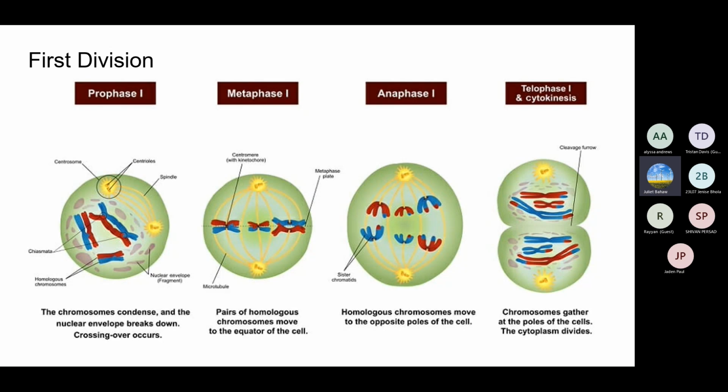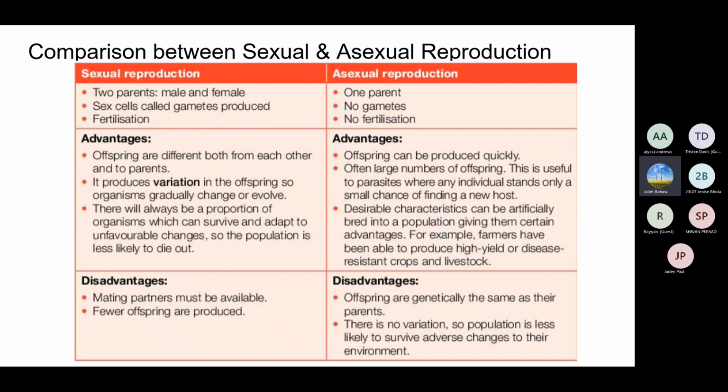All right, so now we are going to look at a comparison between sexual and asexual reproduction. Why this is important in cell division is because we've learned that the basis of asexual reproduction is mitosis, and the basis of sexual reproduction is meiosis, right? So that's why you would see this table in this slide.